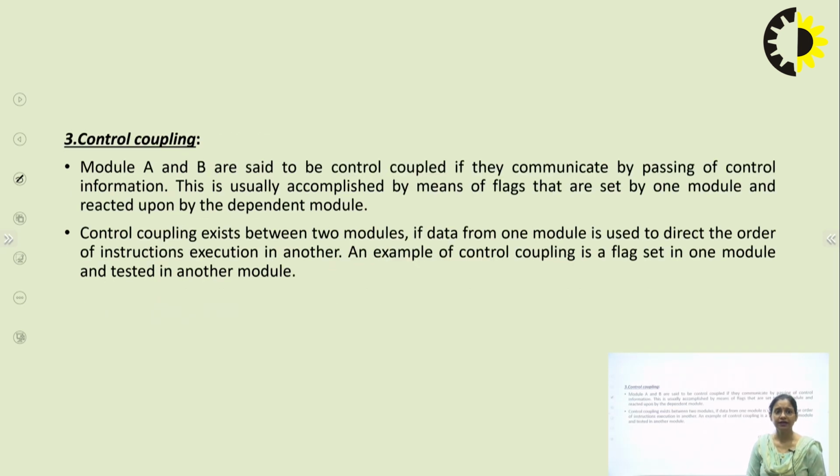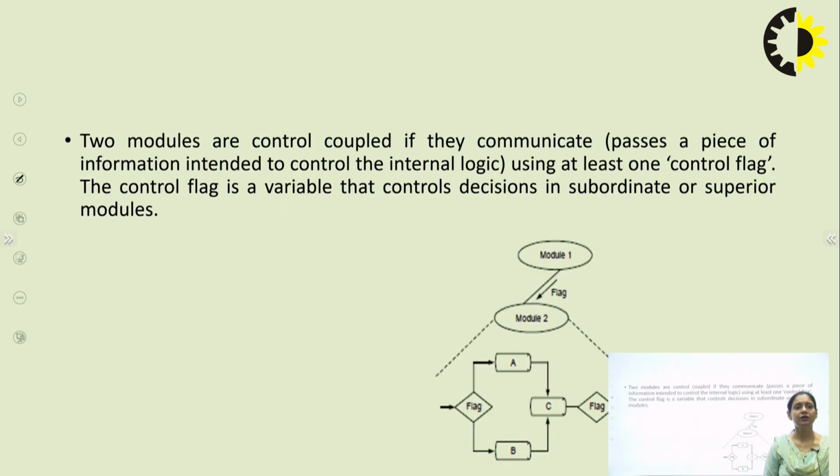The next one that we have is the control coupling. In control coupling, as the name suggests, module A and B are said to be control coupled if they communicate by passing of control information. Now this control information is passed with the help of flags. So if we look into the example over here, we have module 1 and module 2 which are communicating with the help of flags.